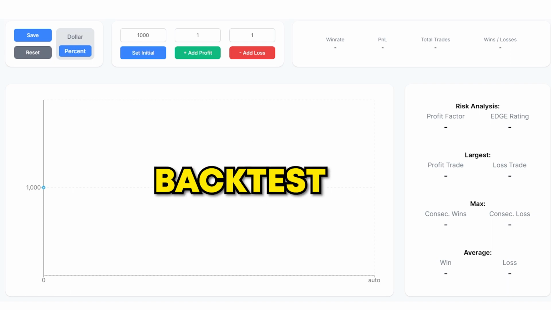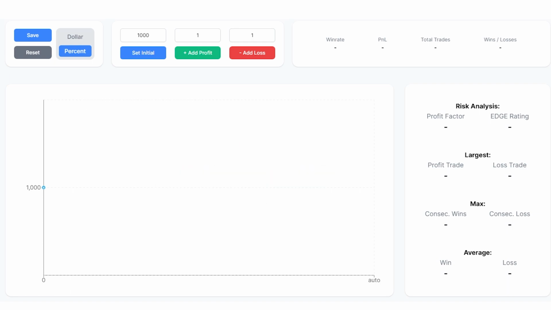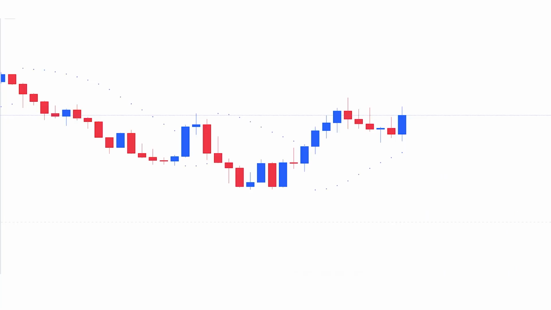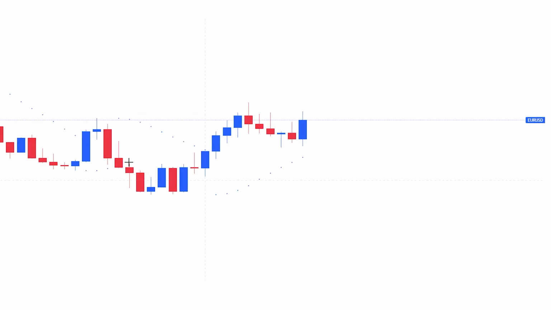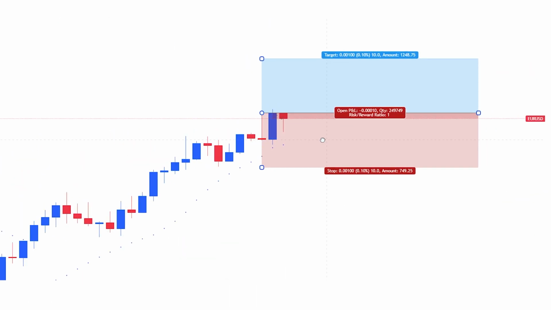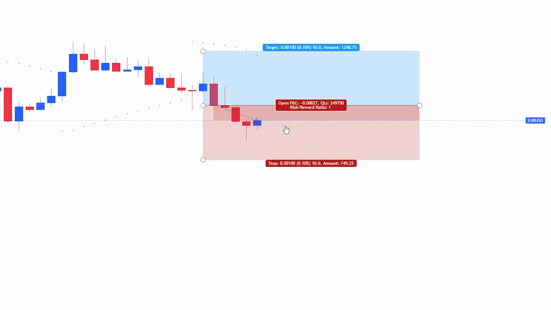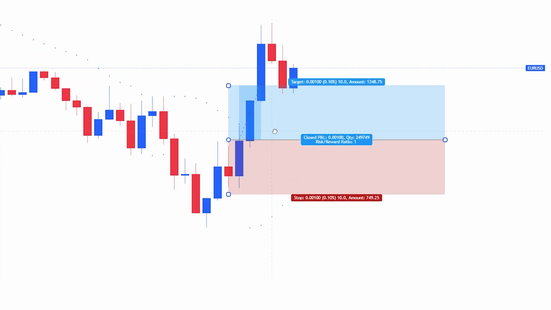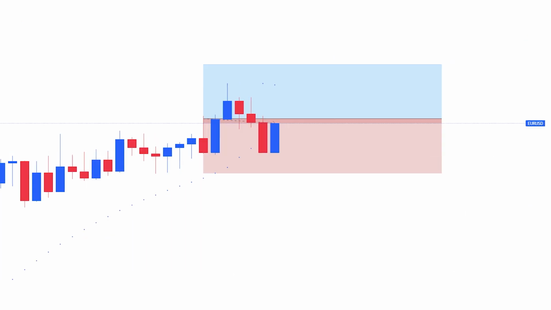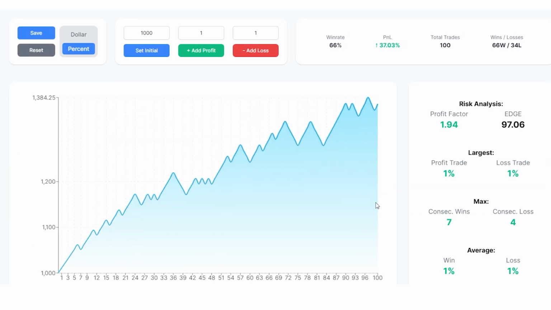We are going to backtest the basic way of using this trading indicator and see the results. After, let's see if we can improve it. Oh, by the way, our entry candlestick is going to be the bullish or bearish engulfing candlesticks. So let's begin. 66 wins, 34 losses, profit factor 1.94 is pretty damn good. Consecutive wins 7, consecutive losses 4. I believe we can improve that, but that's actually really good results without anything else.